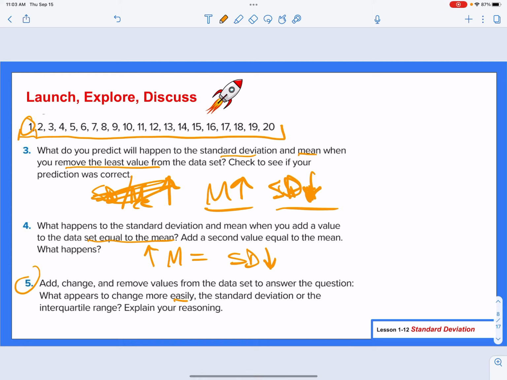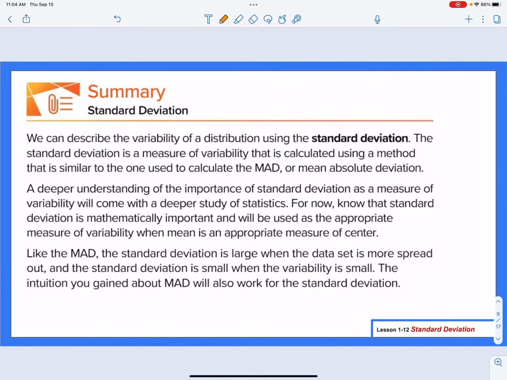Finally, I want you to change from your values and data set to answer the question, what appears to change more easily, the standard deviation or the interquartile range? That would take a little bit of work to do on my spreadsheet. It's not calculating interquartile range on its own. I have to do it by hand. So you'd have to kind of play with it on the app that comes with the program and see what happens there. Okay, but the main thing is we're looking at how that standard deviation is a measurement of variability.